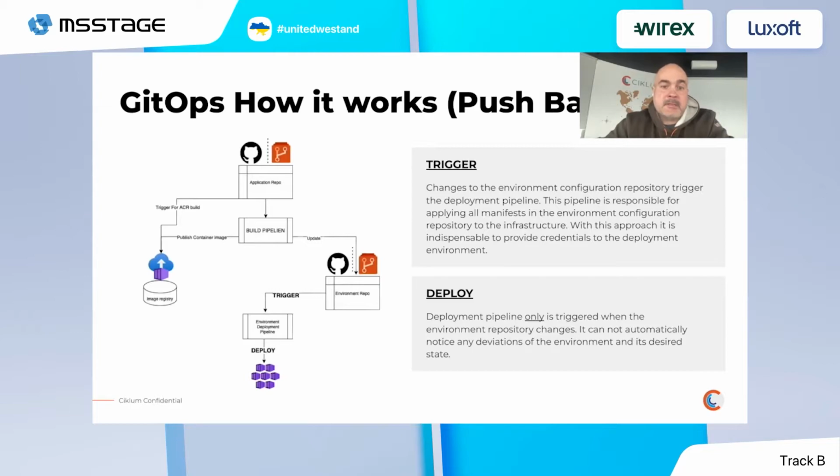GitOps can be implemented in two different ways, push and pull based. Let's take a look at this diagram. What do you see there? That some application's Git repo is present. It holds the application code. After new changes appear in the repo, some process starts that produces a new container image.